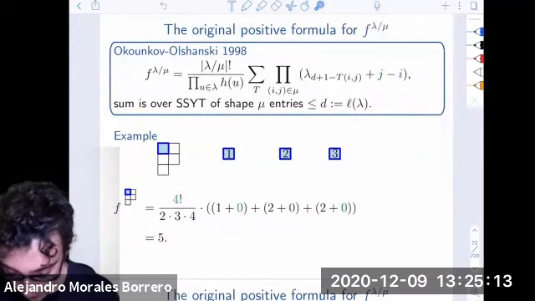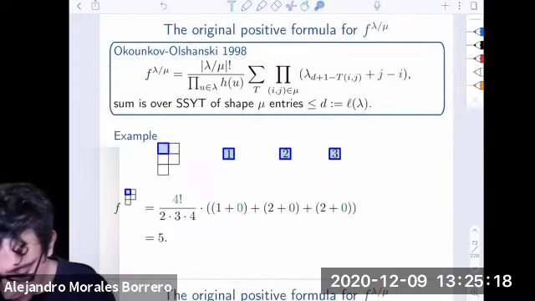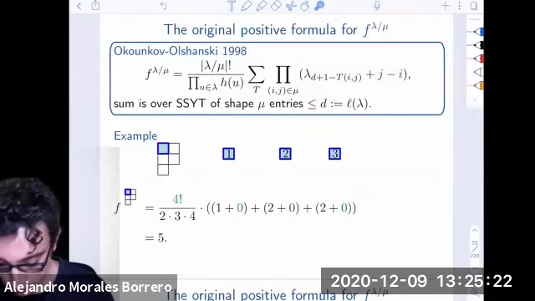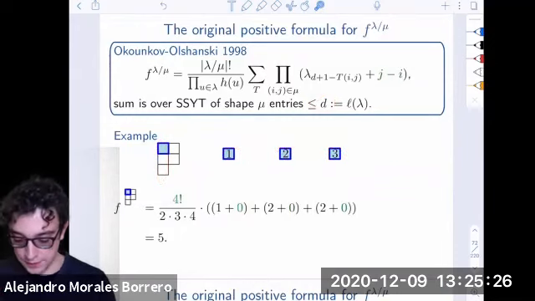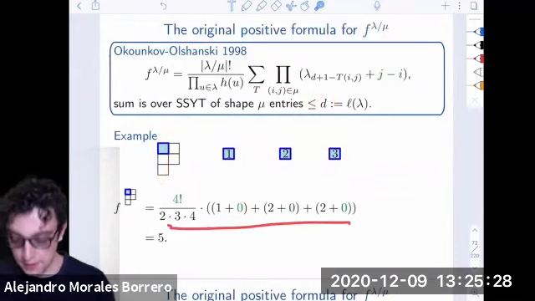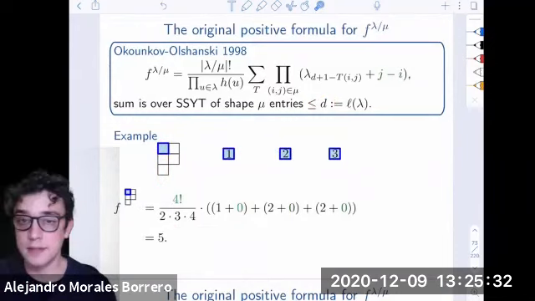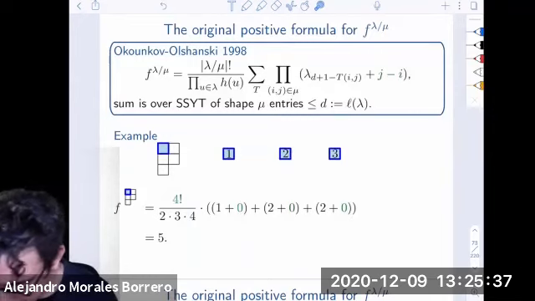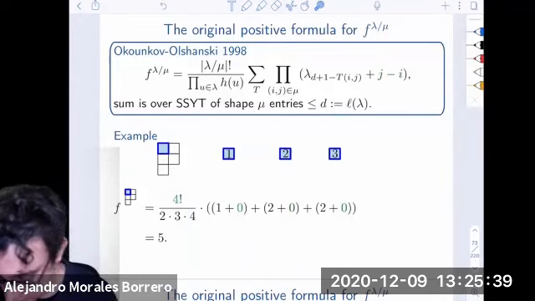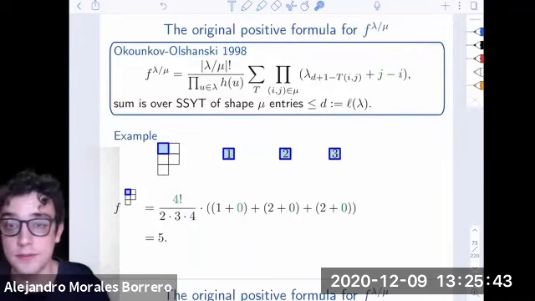If I take the transpose of the shape, now my D changes. Now D is 3 instead of 2. If you take the transpose, the number of standard tableaux doesn't change, but the formula is different. This doesn't happen with Naruse. The Naruse formula is invariant under taking transposes. So it's a bit more subtle, it has some differences. Any questions?